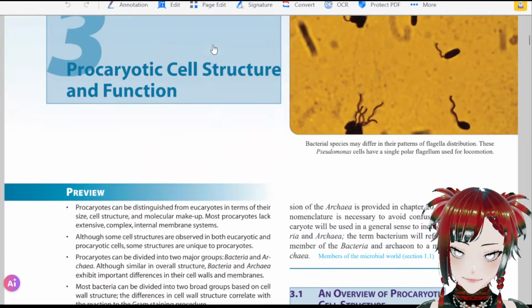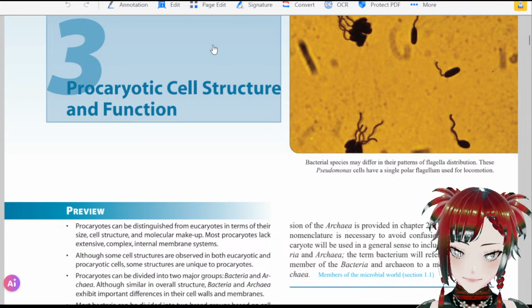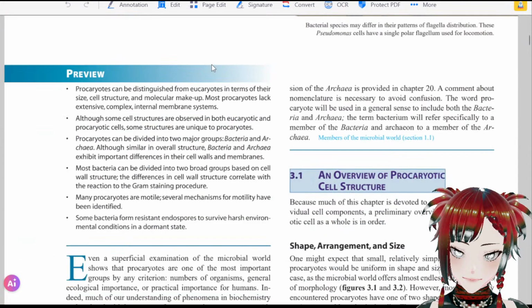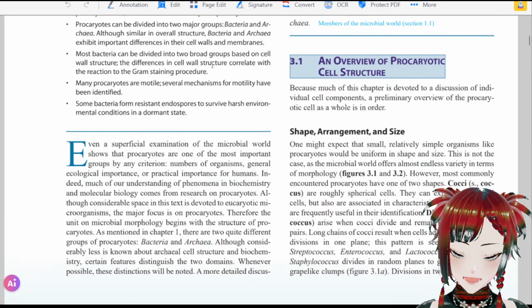So, today our chapter is prokaryotic cell structure and function. This is the third and new chapter, and today we will be discussing the general shape, size, and arrangement of the prokaryotic cell structure.